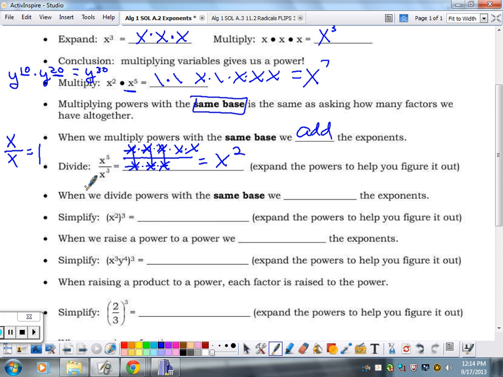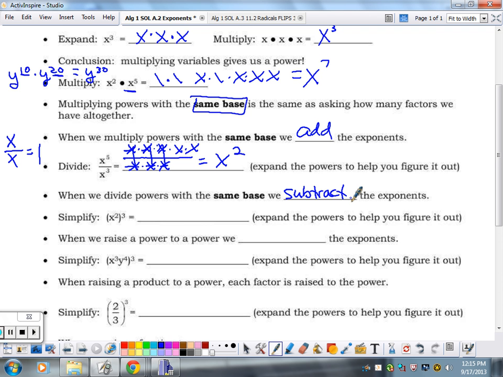Yes ma'am, you're subtracting. When we divide powers with the same base, we subtract the exponents, mostly because we can cancel out the minimum number. It's going to be the same number on top and the bottom, so they're going to go away, and I'm just going to have those 2 left. So when we divide powers with the same base, we subtract.